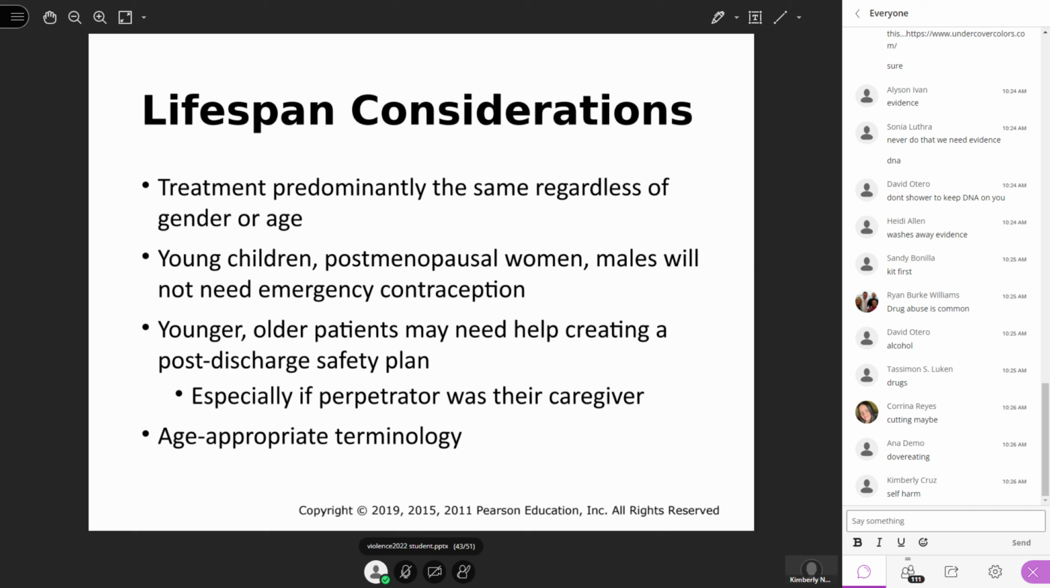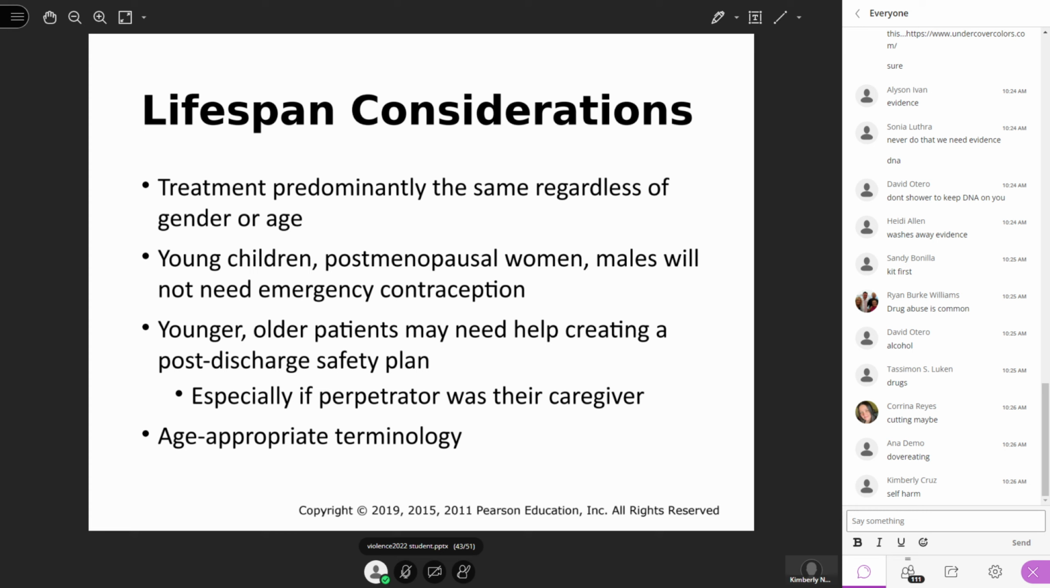All right. Lifespan considerations: what you are going to do for the patient is going to be based on how old or how young they are. You want to stop and think that for your young children, or postmenopausal women, or males, emergency contraception is not going to be warranted, right? Younger people or older patients might need more help developing a safety plan after, right?